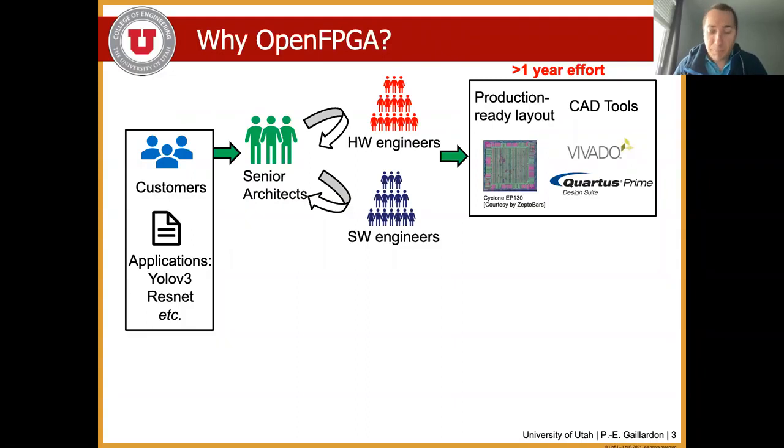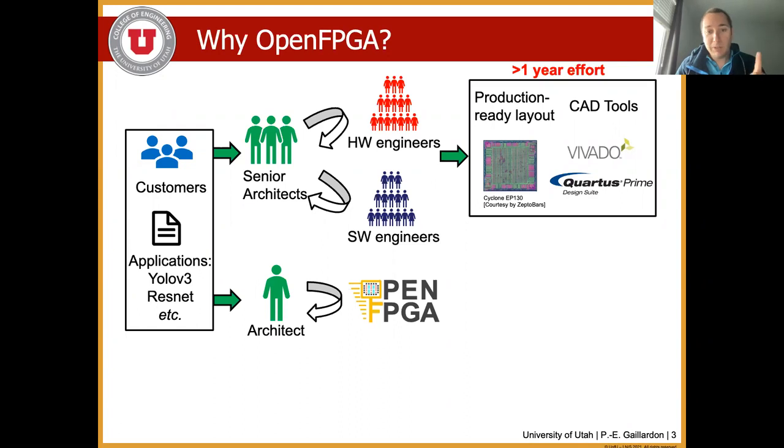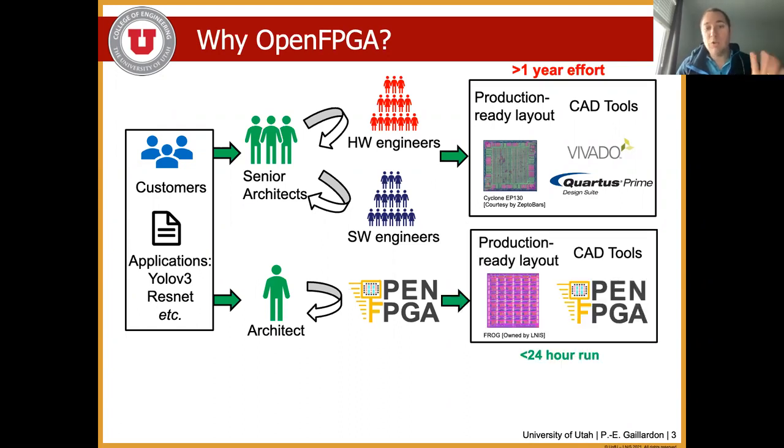Definitely no easy task. The goal of OpenFPGA is to transform that model, and with a single architect, be able to create a complete fabric and its supporting CAD tools in less than 24 hours. So it relies heavily on automation. It relies heavily on high-level description languages to describe your fabric. And from there, the tool does its magic.